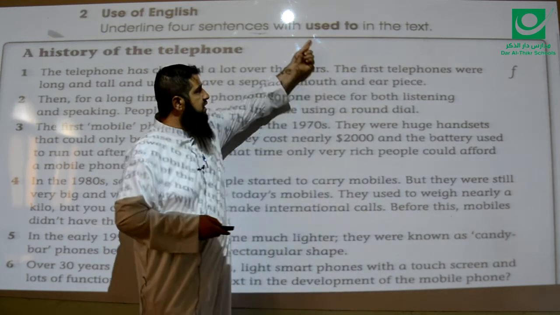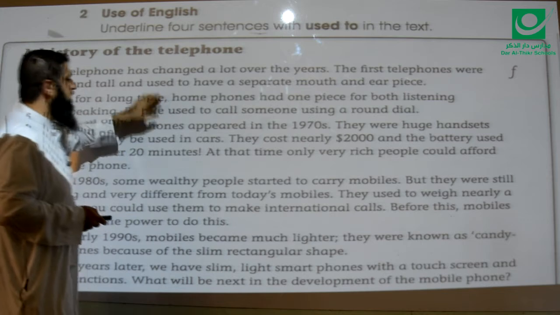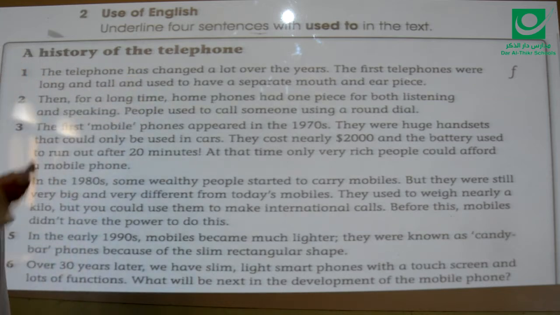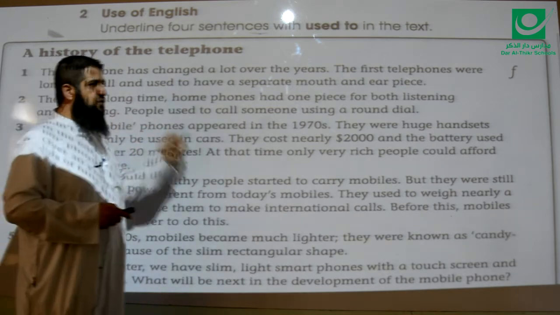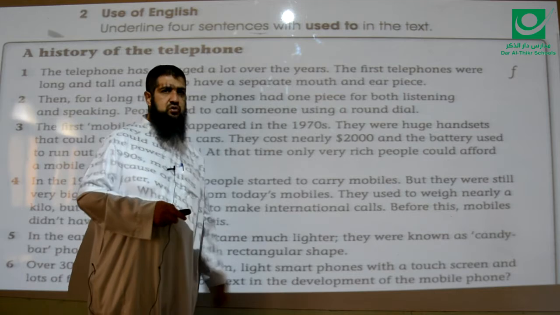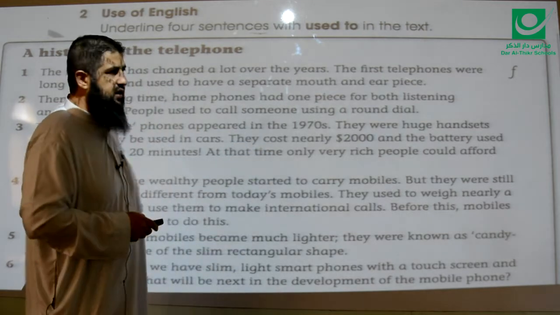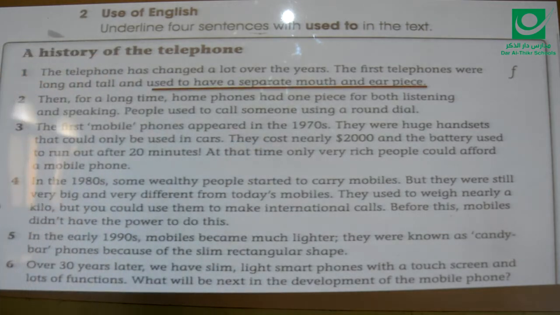So here, they say try to find 4 sentences in this reading text with used to. Please, students, again, I want you to find the 4 sentences before I show you the correct answers. Take your time, then compare your answers with mine.